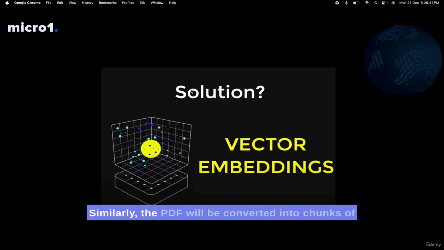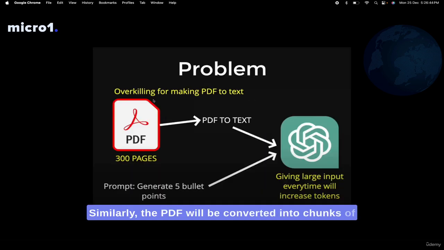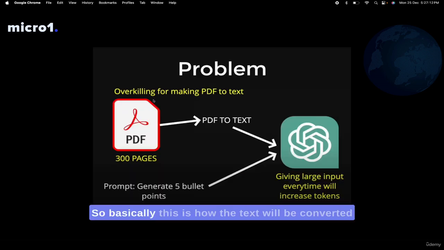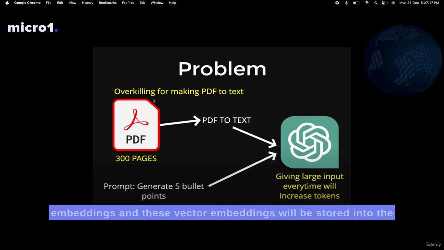Similarly, the PDF will be converted into chunks of text, and the chunks of text will be converted into embeddings, arrays of 2D arrays. And these models are built with so many dimensions. I'm only talking about xy just for understanding purposes. There can be so many dimensions, and in the next sessions, I will show you. I'm going to create a vector database with 1024 to 1536 dimensions. So basically, this is how the text will be converted into chunks, the chunks will be converted into vector embeddings, and these vector embeddings will be stored in the vector database.